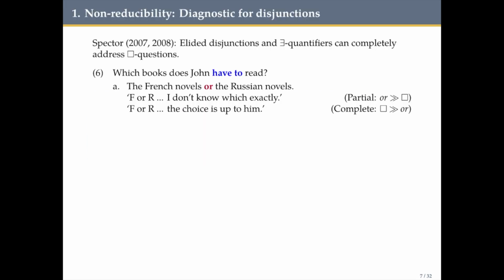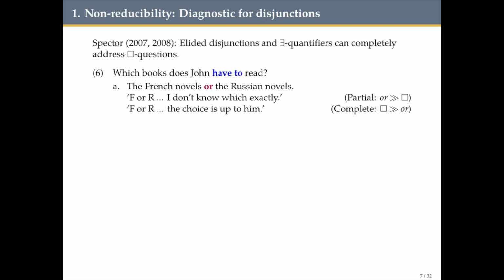First, a diagnostic based on non-reducibility using disjunctions. Spector observes that elided disjunctions and existential quantifiers can completely address box questions, which are questions with the necessity modal. For example, in 6, which books does John have to read, the French novels or the Russian novels?